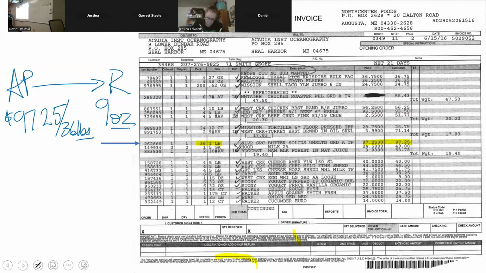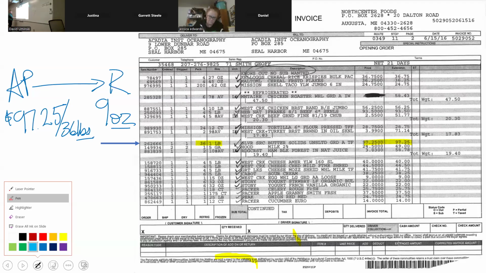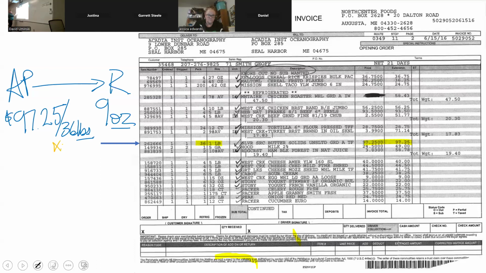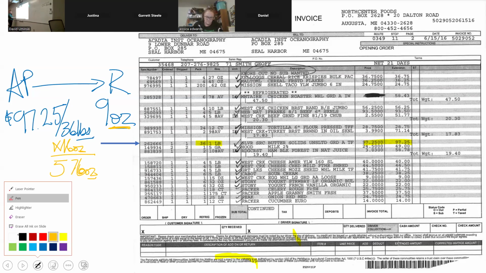We have two options. First option, we could go from the cost of 1 pound and then go to ounces. The easiest way, the second way that I would recommend, is let's multiply 36 pounds by 16 ounces. How many ounces are in 36 pounds? 576. Okay, so 576 ounces. Now my units match. And now I can go ahead and do my division.